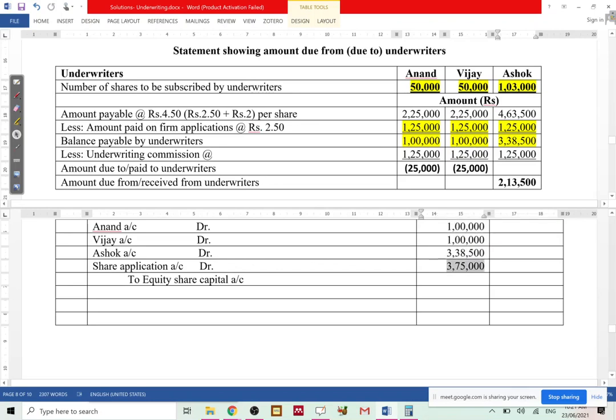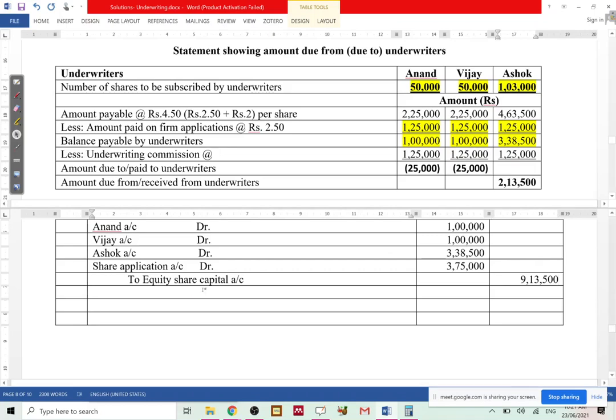And share application money is already received. It's there in our bank account. But we need to transfer that amount to the share capital, isn't it? Because our share capital has increased because we received application money, correct? So increase that share capital and show the full amount here. Total of all of these four comes to 9,13,500.